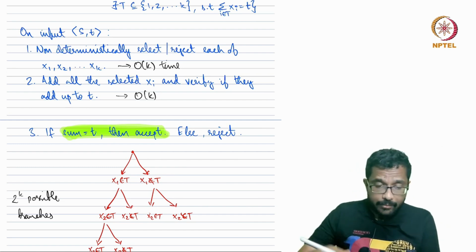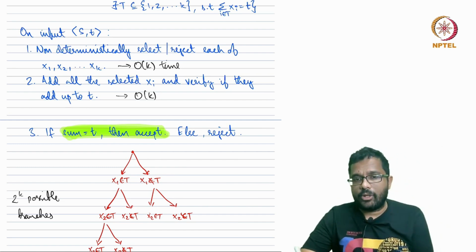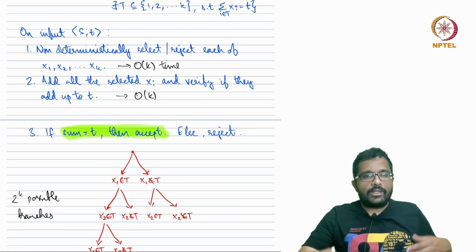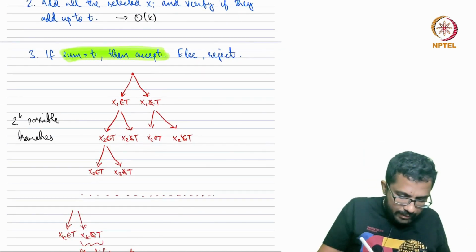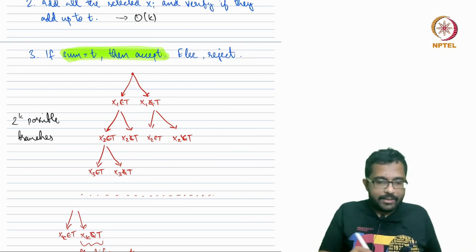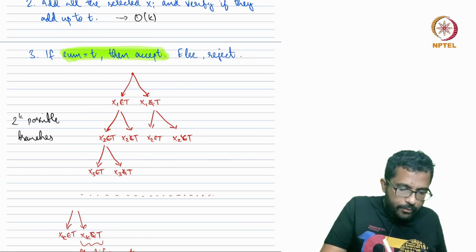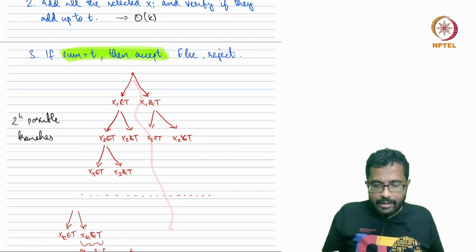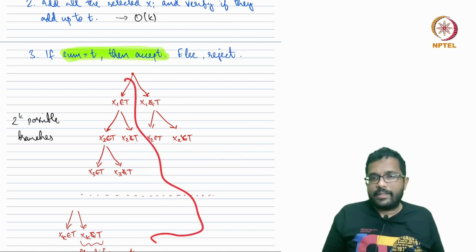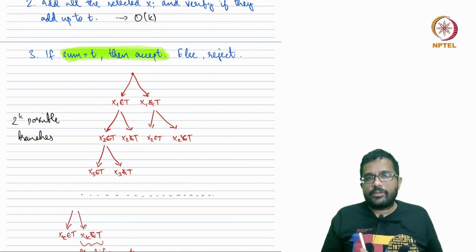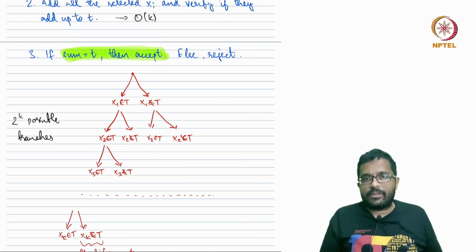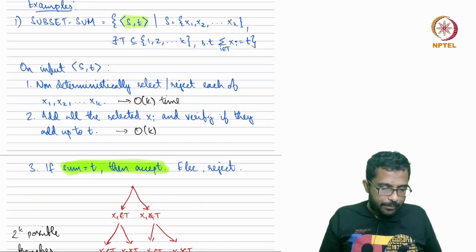But I'm talking about non-deterministic running time, not the deterministic running time. In non-deterministic running time, if there is a correct approach, we don't have to add up the lengths of all the branches. If there is a correct approach, the machine will find it. If this is the correct accepting path, the machine will find it, right? So the running time is order k for the non-deterministic Turing machine. It's a fairly straightforward algorithm, so the approach is clear.